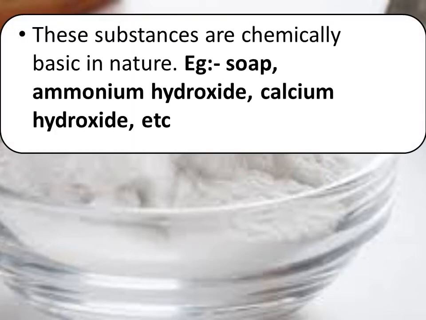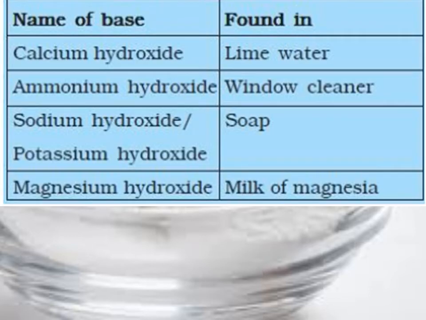These substances are chemically basic in nature. Examples are soap, ammonium hydroxide, calcium hydroxide, etc. These all contain a base, like soap contains sodium hydroxide, so they will be basic. Calcium hydroxide is found in lime water. Ammonium hydroxide is used in window cleaner. Sodium hydroxide and potassium hydroxide are found in soap. Magnesium hydroxide is found in milk of magnesia. Now this you can do.